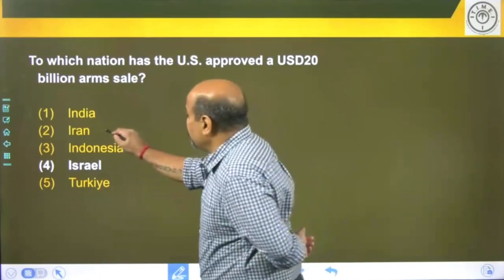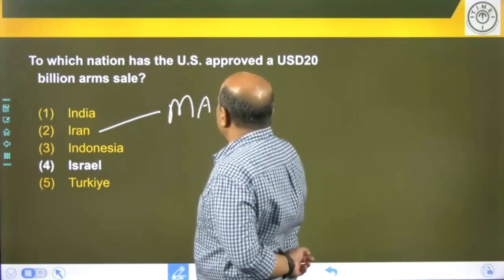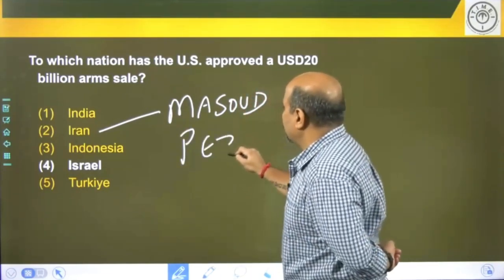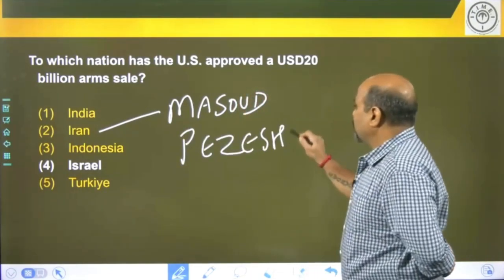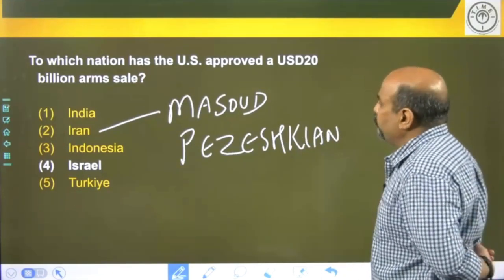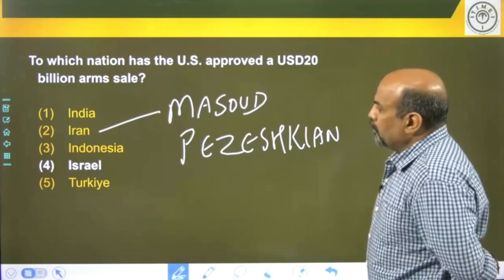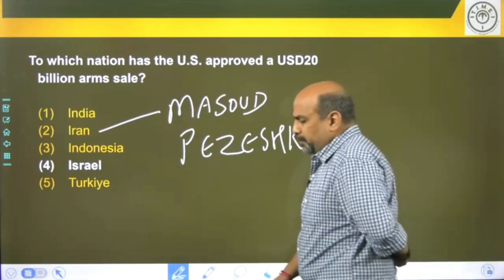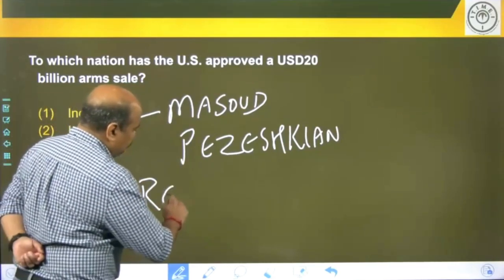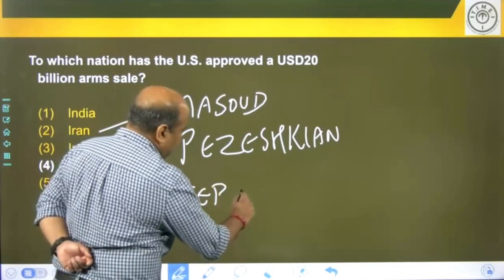Iran has a new president. What's the name? Masoud Pezeshkian. This is the new president of Iran. Turkey, you know the president Recep Erdogan. Let me repeat the name. Recep Erdogan.